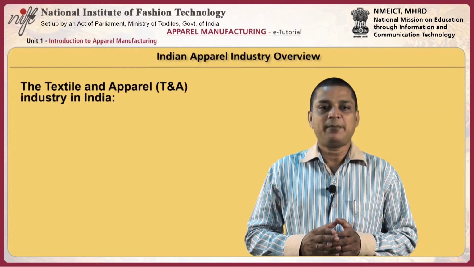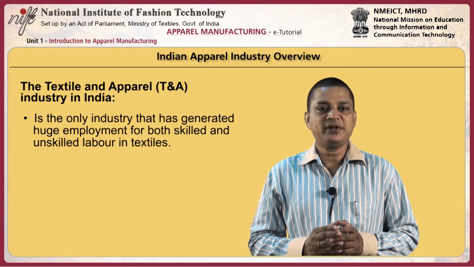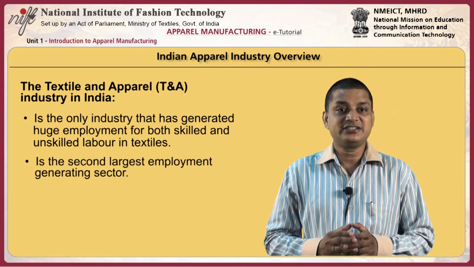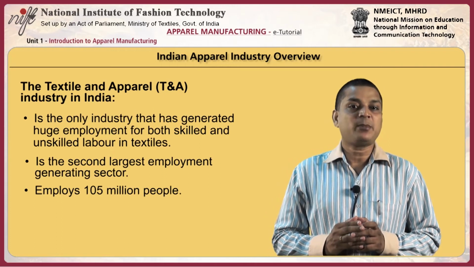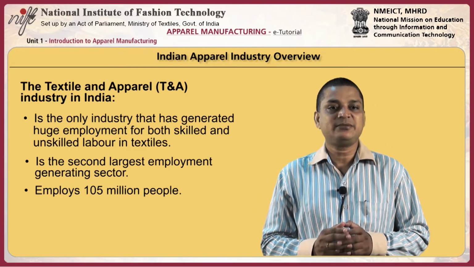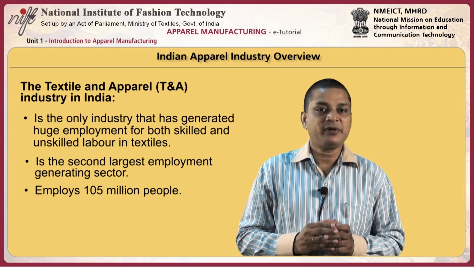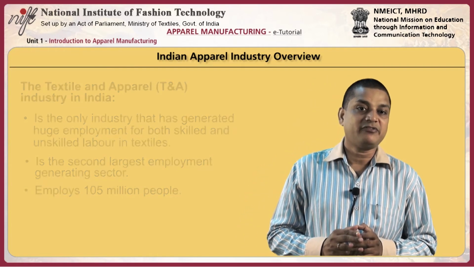The textile and apparel industry continues to be the second largest employment generating sector in India. It offers direct employment to over 35 million manpower in the country, with an additional employment of 60 million manpower in the allied sector. Total employment figure stands at 105 million manpower.